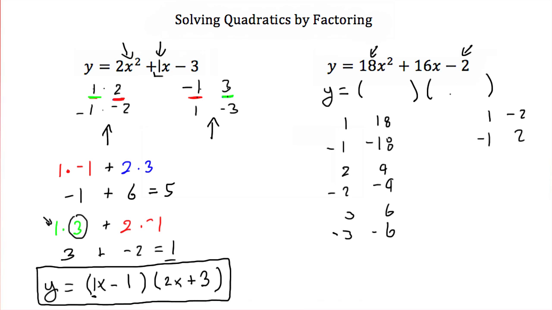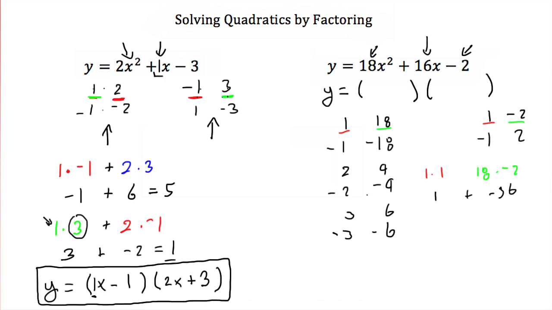So now we need two of these pairs that will multiply together and add to get us 16. Well, if we take 1 and multiply those together, we have 1 times 1, and an 18 and a negative 2. 1 times 1 is 1, and 18 times negative 2 is a negative 36, and we add those together, that's not anywhere close to 16.